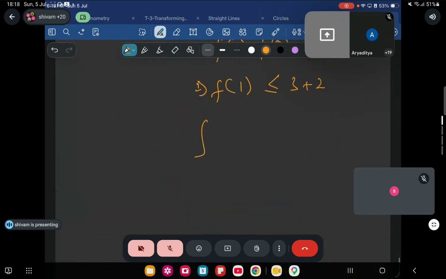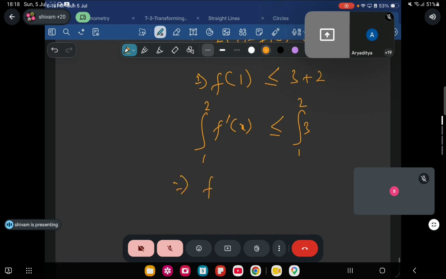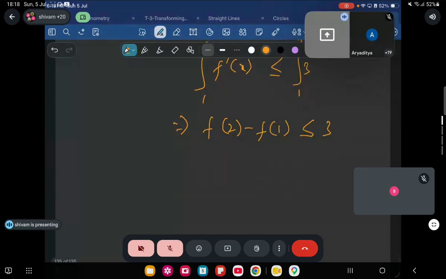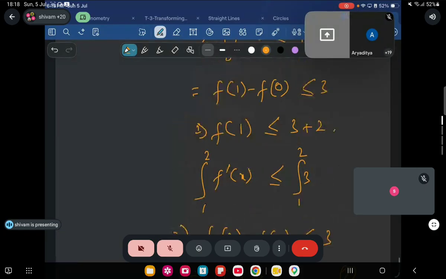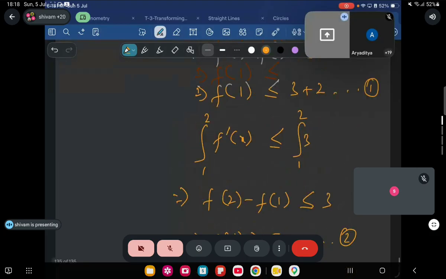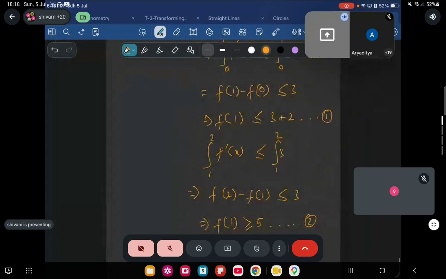Integral from 1 to 2 of f dash x will be less than or equal to the integral of 3 from 1 to 2. This will give us f of 2 minus f of 1 less than or equal to 3. Now f of 2 is given as 8, so this implies f of 1 is greater than or equal to 5. So from this equation and the previous one, we can conclude f of 1 has to be equal to 5.